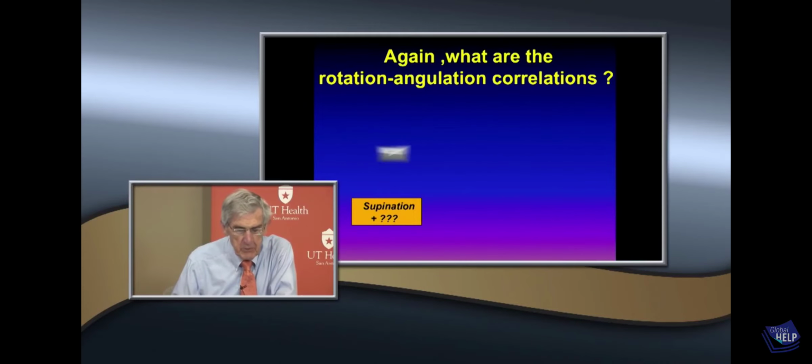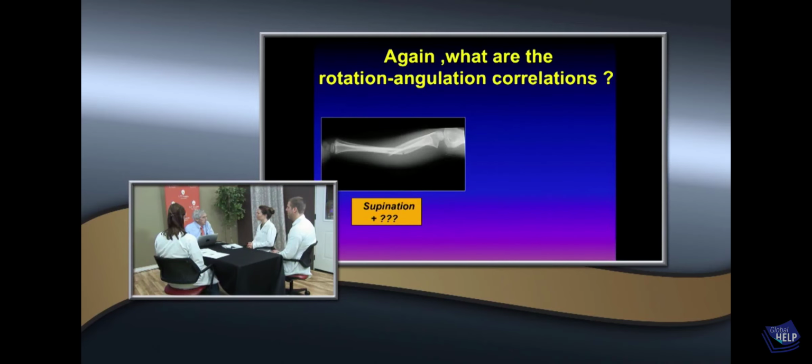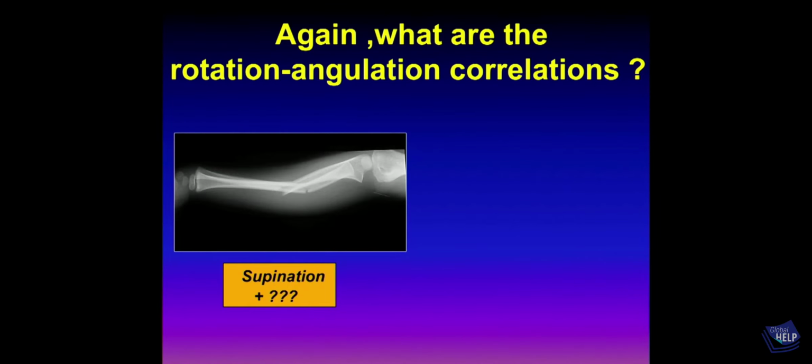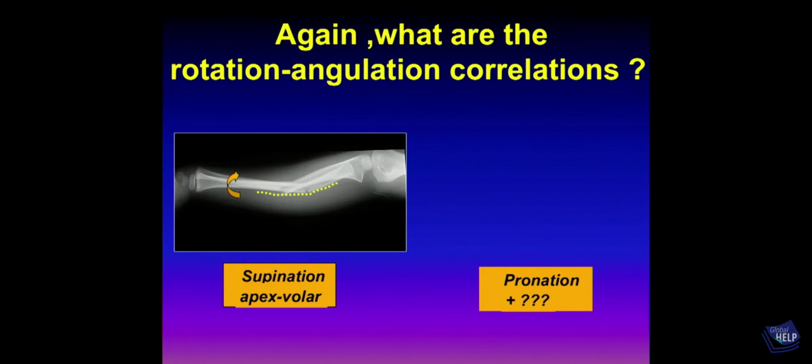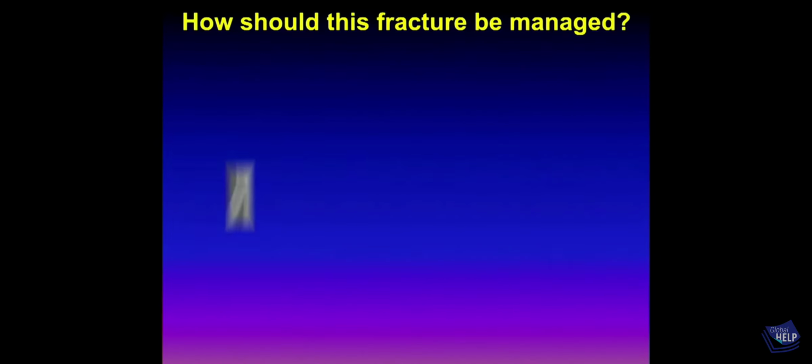If it's supinated, what's the other thing you have to deal with? The rotation. And how is it? It's already supinated rotation. What else is it? Apex volar. That's exactly right. It's apex volar. Now, just the opposite. If it's in pronation, what is it? Apex dorsal. That's very good. Yes, apex dorsal. Those are the two things that you see here.